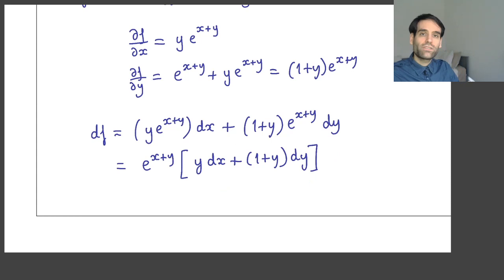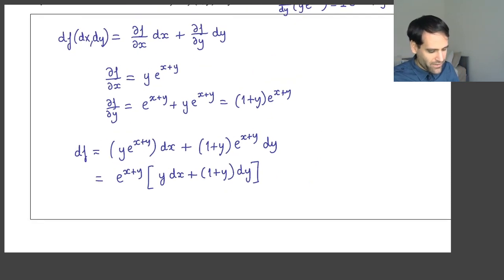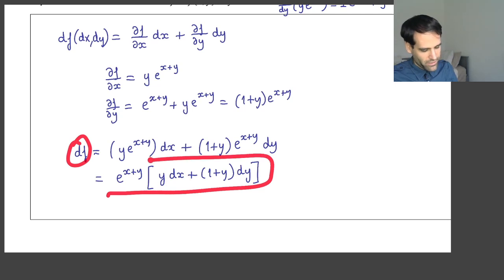So this now tells you how much the function changes when we change x by an amount dx and y by an amount dy. F will change by an amount df given by this expression here.